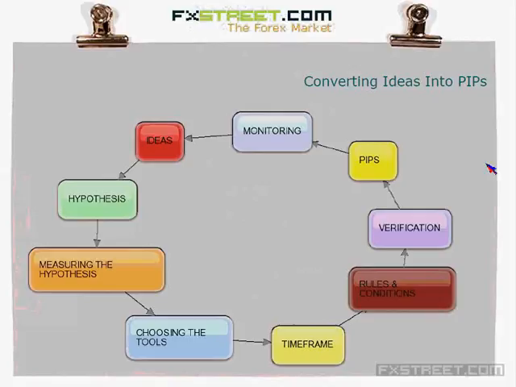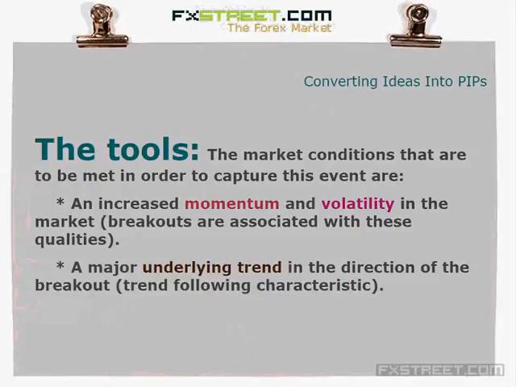So once we have established our hypothesis, and we have measured it, we are now at this orange stage here in the cycle. So we go further, and we start to think about the tools we want to use to capitalize on those measurements that we did. The market conditions that are to be met in order to capture this event are an increased momentum and volatility in the market. Breakouts are associated with these qualities of momentum and volatility. So here is at this stage where I think about the tool, already it requires a certain know-how about the tools.